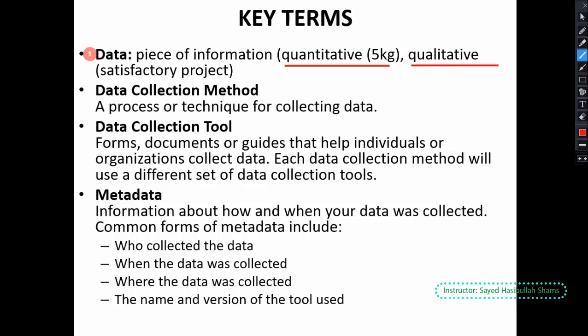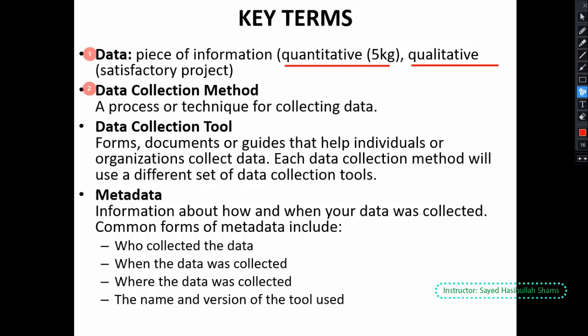The second term is data collection method. What is a data collection method? It's a process, a technique by which we collect data. It's like interview, focus group, survey, desk review, and observation, for example, direct observation. We use every method in a specific manner, and every method has its own properties, for example, advantages and disadvantages.